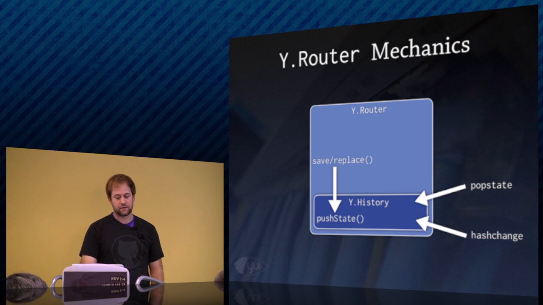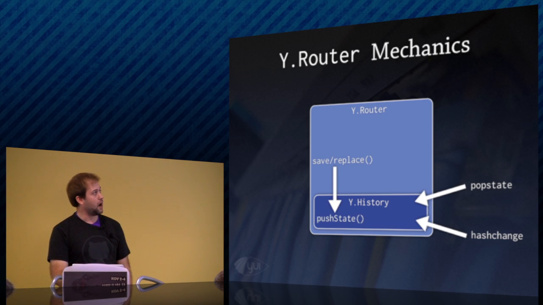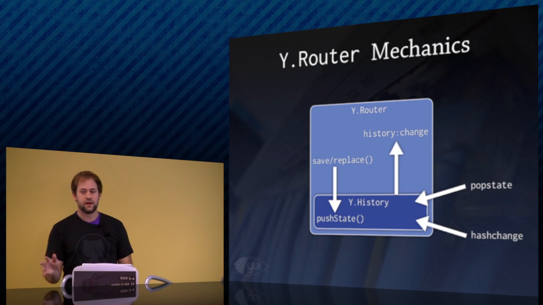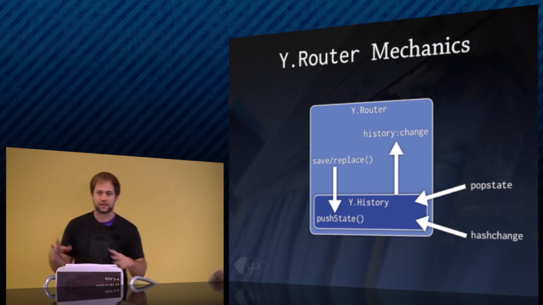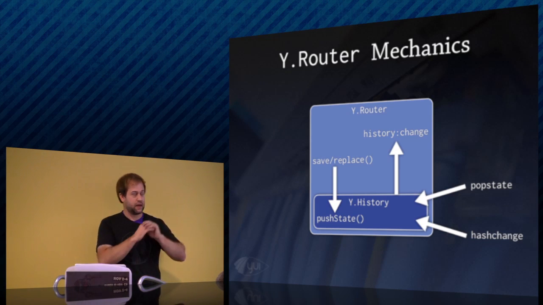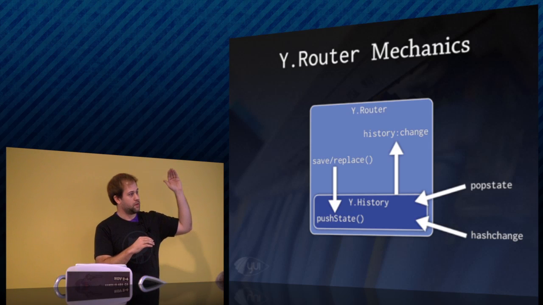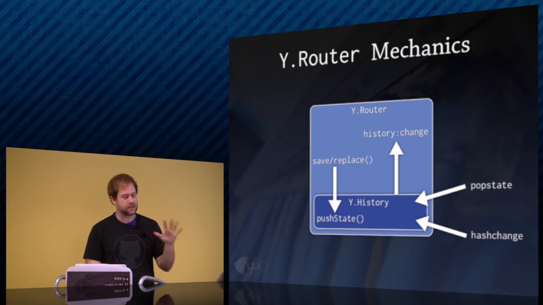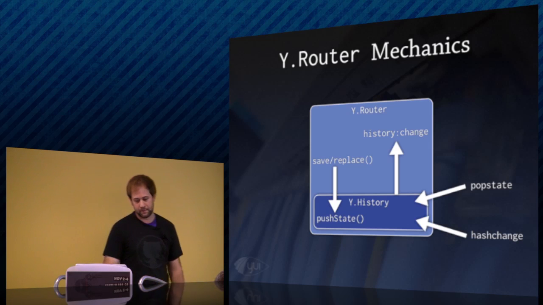But then also when you call save and replace on the router, the API methods save and replace, it will call into history and call pushState. But all of these things together end up firing this history change event. And so the router is listening for its history instance to fire this change event. And when it does, it goes ahead and dispatches to the route handler that matches, the first one that matches. So it's nice that all this is baked in for you, because otherwise people would be writing this type of thing over history all the time.